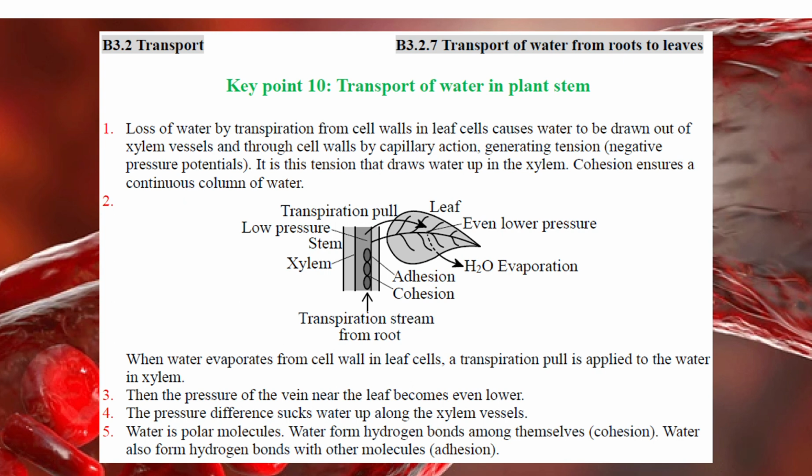Now the water and the nutrient are in the roots. How can the water go up to the leaf, to the whole plant? We call it transpiration. Loss of water by transpiration from the cell wall in the leaves. Remember, at the bottom of the leaf we have the stoma. Stoma will lose water, right? And the water will be drawn out from the xylem. When the water is drawn up from the xylem, it is empty. Empty means a low pressure, right? So low water pressure in the leaf and high water pressure in the roots, so the high water pressure will push the water up.